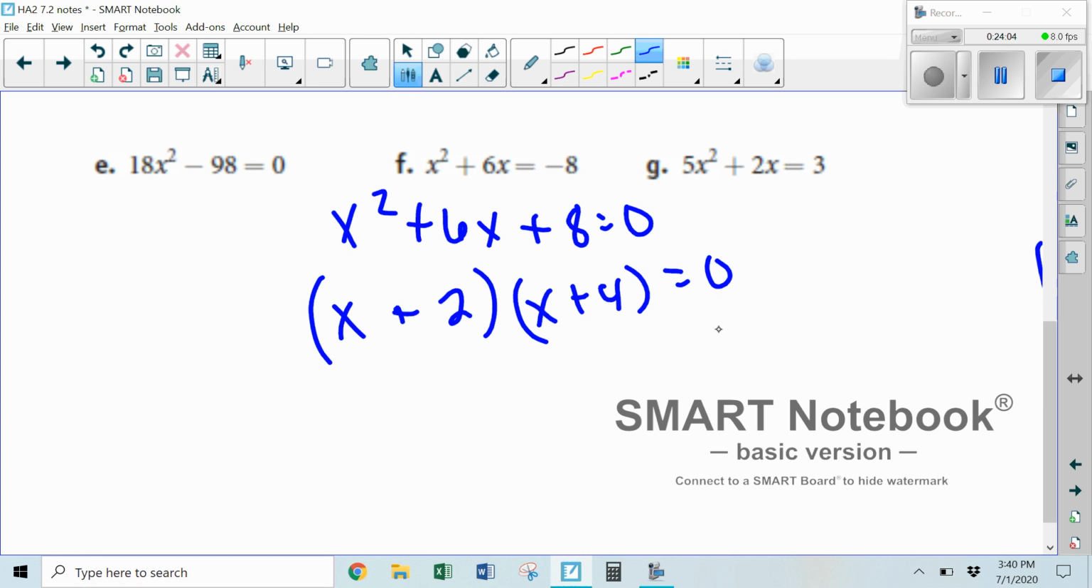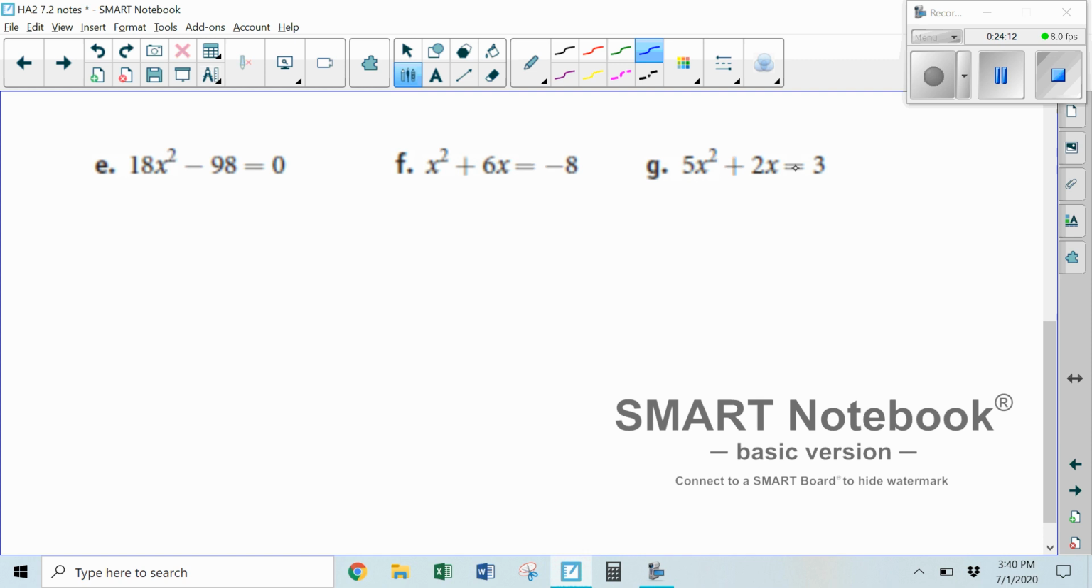Now you have the zero product property. Set each piece equal to 0. That's how you get -2 and -4. Same goes for G. It's not equal to 0, so you wouldn't be able to use the zero product property until you get 0 on one side.